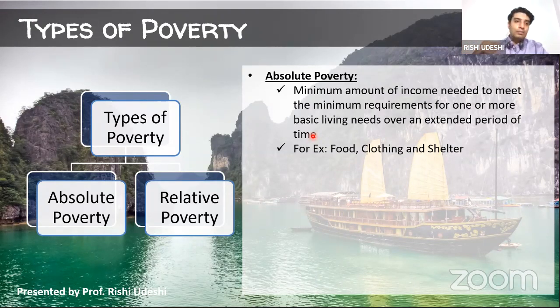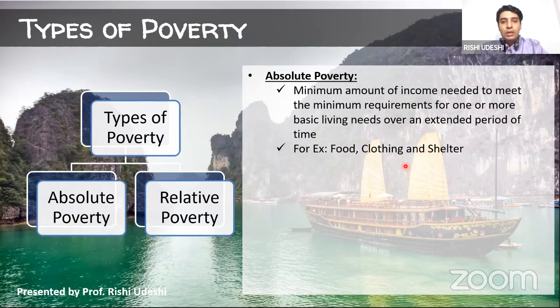Minimum requirements meet करने के लिए minimum amount of income कितना चाहिए, ठीक है? That over an extended period of time, that is called as absolute poverty. ठीक है? For example, food, clothing, shelter, these are the minimum amount of requirements. और उसके लिए minimum income कितना चाहिए? That is nothing but absolute poverty. Fine. And try to understand this. This is a bit different from the next term.